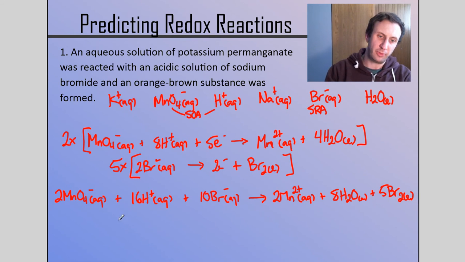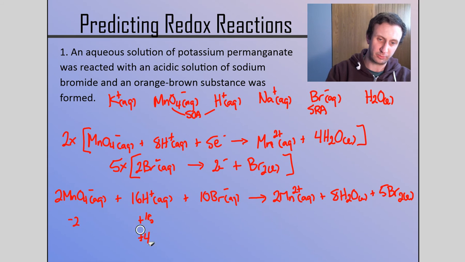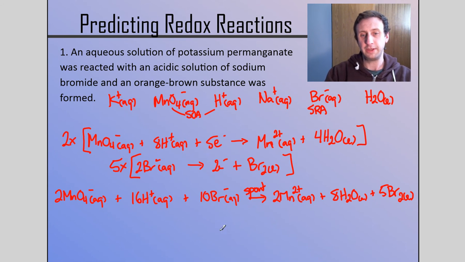Double check time. I want to make sure that everything works out to the same charge. So I have -2 right here. I have positive 16 right here. I have -10 right here. So that means in total I've got -12 plus 16, positive 4 as a charge on the left. Then on the right, I have only one charged species. That brings me positive 4, 2 times 2. So I know that I'm good. This works out. The charges are balanced on both sides. So I'm pretty confident that this is a good answer. So this is spontaneous because of the fact that it's downhill. All right, that was number 1.